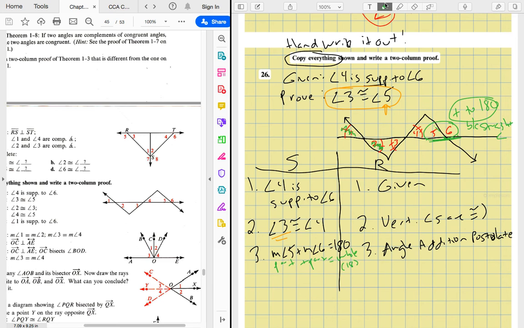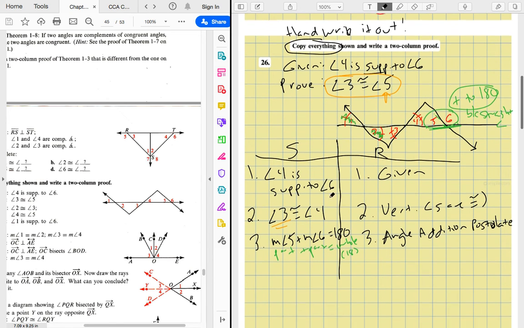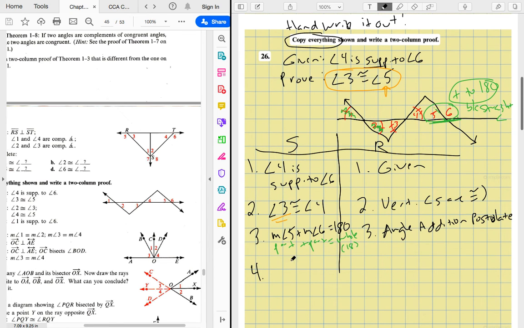Okay, that was important because, right, we think back to this section. What we're doing in this section is we got those two new theorems about supplementary angles. So we want to flex that we know how to use those theorems here. So what we can say is measure angle 5 plus measure angle 6 equals 180.